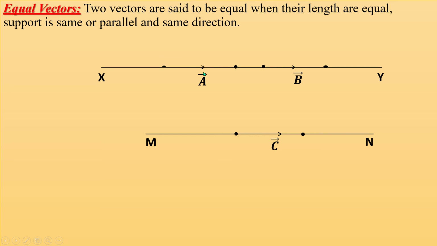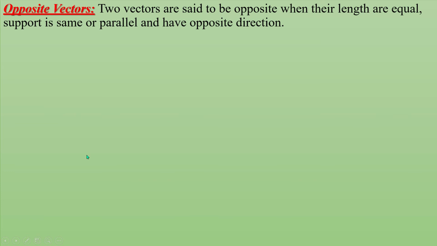When we take A and C, their support is the same or parallel, or when we take B and C, their support lines are parallel and their magnitude will be the same. That means the distance from this point to this point will be equal to the distance from this point to this point. Clear?